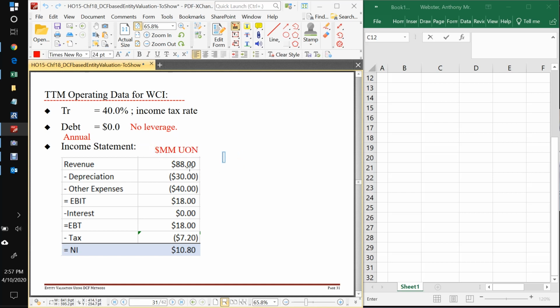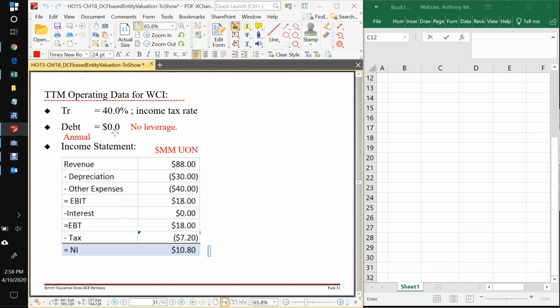The revenue, 88 million, depreciation, 30 million, other expenses, 40 million. So their EBIT is 18 million. Debt-free, no leverage, no interest, earnings before tax, 18. They pay their 40% tax on that, and they get down to net income of 10.8 million. So this is pretty good for a firm with 88 million in revenue. They have a high profit margin that's in the double digits.